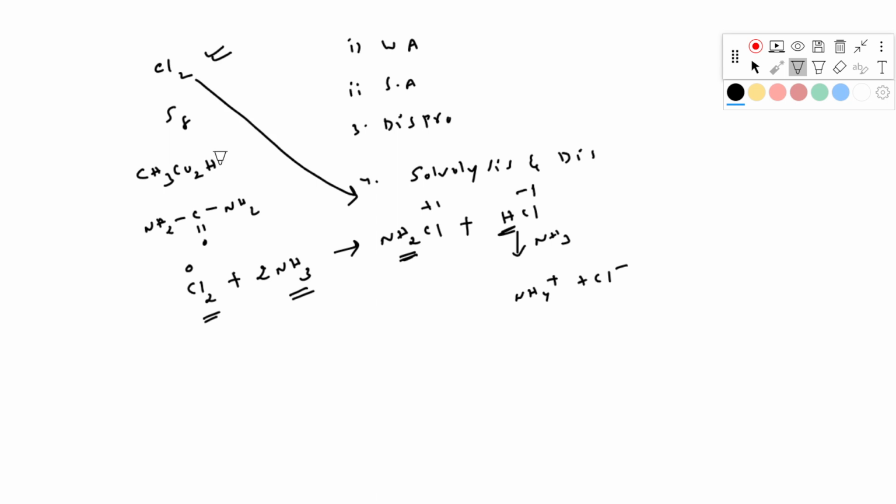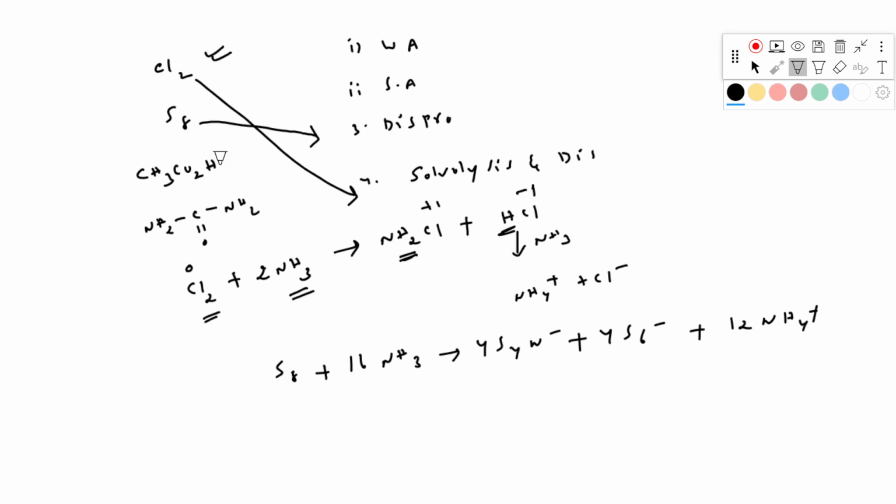Next, S8 undergoes disproportionation again in liquid ammonia. Okay, so the option S8 is 3, that is a disproportionation reaction. So here the reaction is S8 plus 16 ammonia. If you balance this, then you will get S4N-, S6 minus, plus 12 NH4+. You don't need to remember this. So just leave this and go with the other one, CH3COOH.